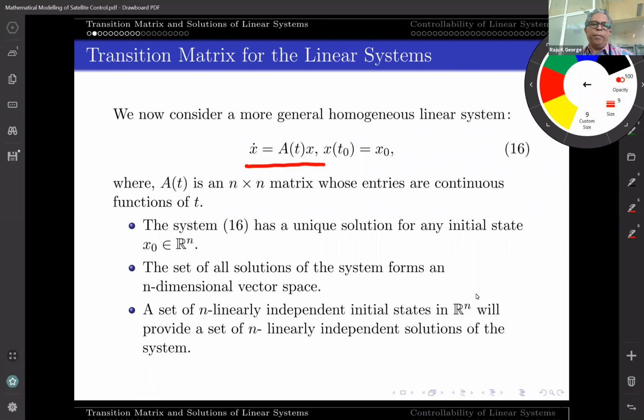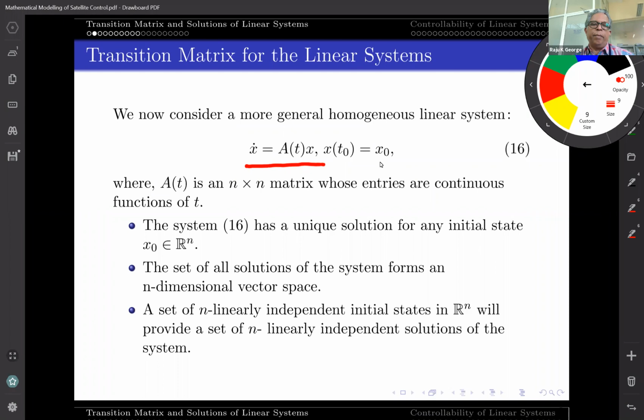that this system has a unique solution, a linear problem with an initial condition. If the matrix is continuous with respect to t, then it has a unique solution for any given x0. Now, if the initial condition is not given, how many solutions are there? For a given initial condition, it has a unique solution.